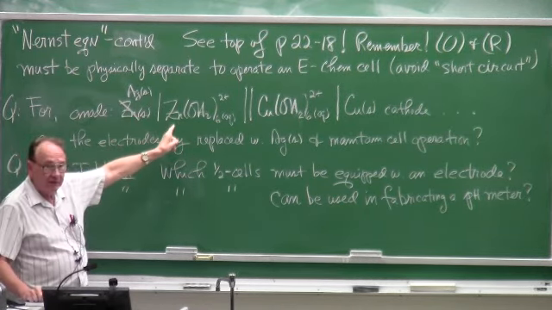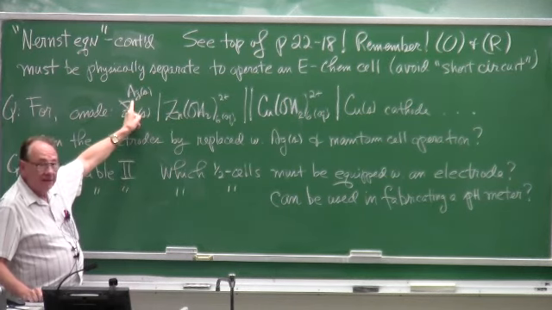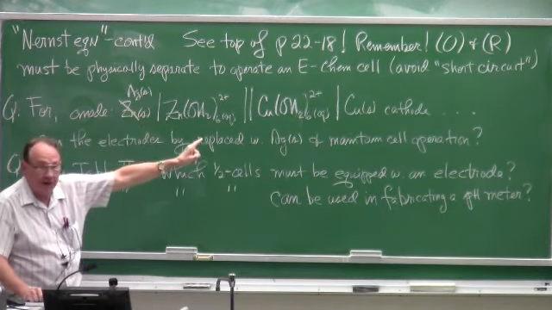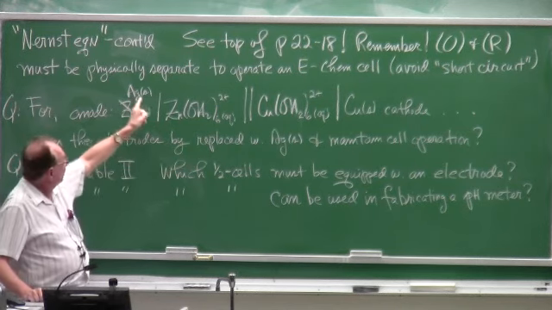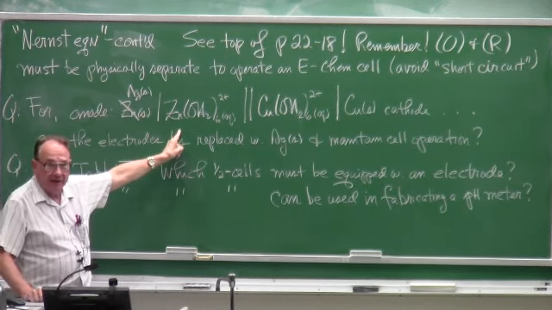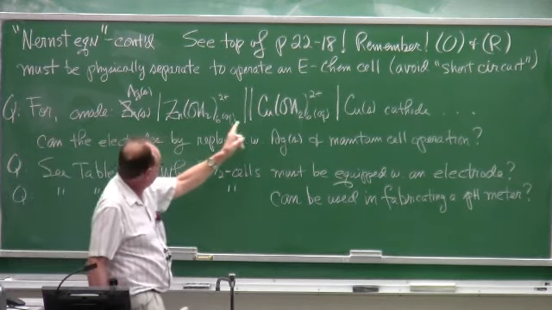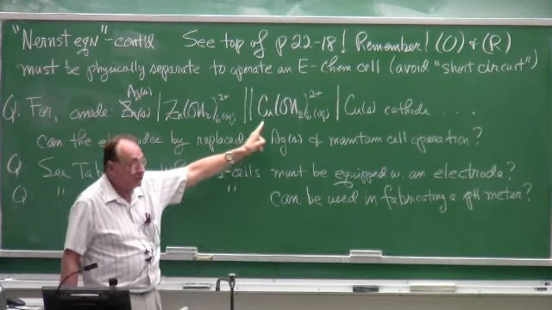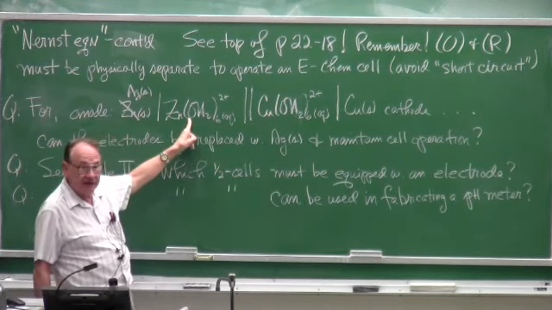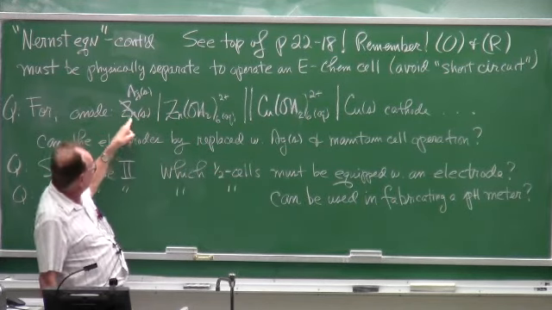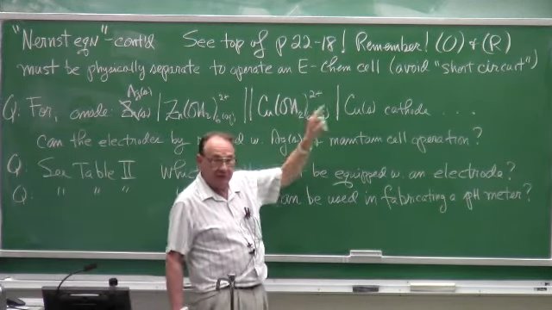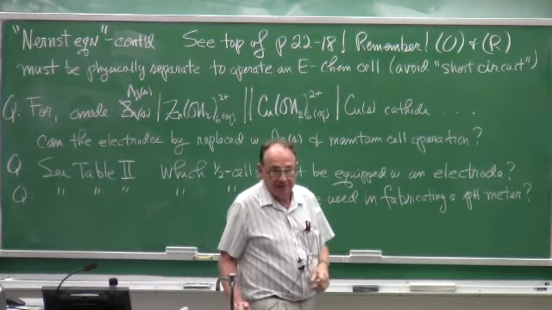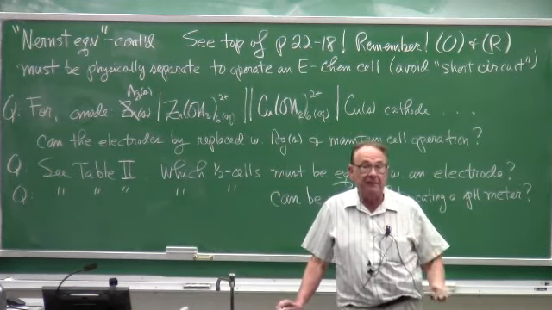Zinc gets oxidized to hydrated zinc ion. Can silver reduce hydrated copper ion? No. Can silver reduce hydrated zinc ion? Well, if silver can't reduce this, it sure as hell can't reduce this, because this is a poorer oxidizer than this, right? Because this is the conjugate oxidizer of this reducer, and this reducer is stronger than this reducer. You've got to pull all the puzzle parts together, and then it makes sense.